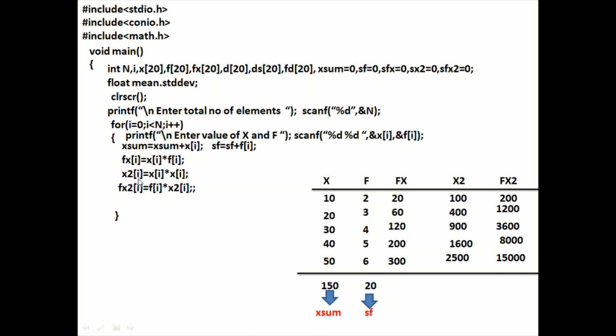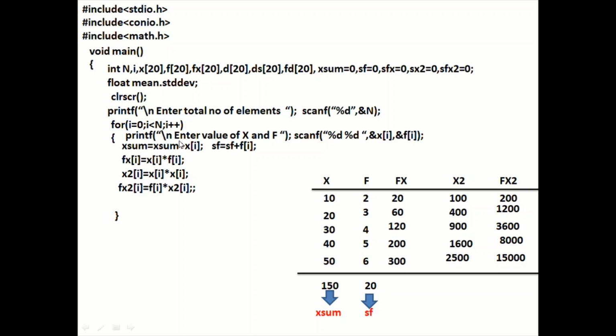Then X2 of I is equal to X of I into X of I. What is X of I? X of 0, 10, into the same value 10. So here we have got 100. You can see it. That is over. Fx2 of I is equal to F of I, that is frequency, into X2 of I, that is 100. So 2 into 100, how much did we get here? We got 200. It goes back to the loop again.